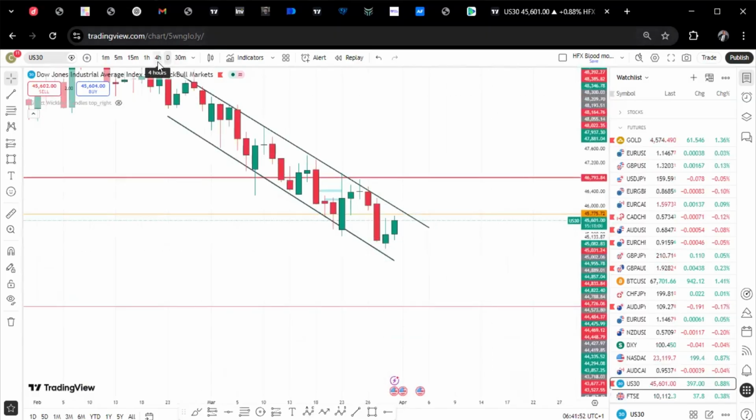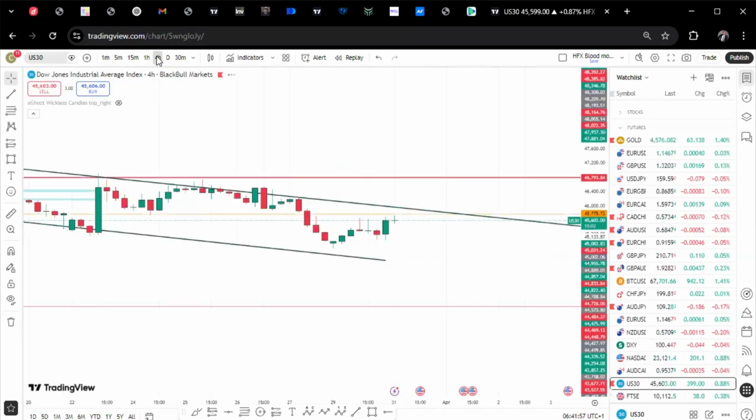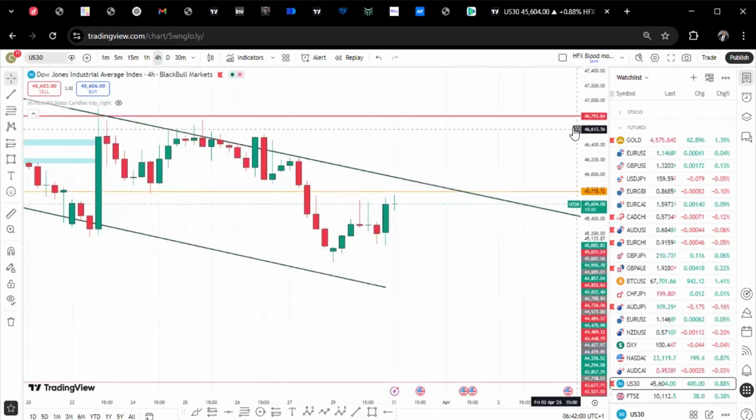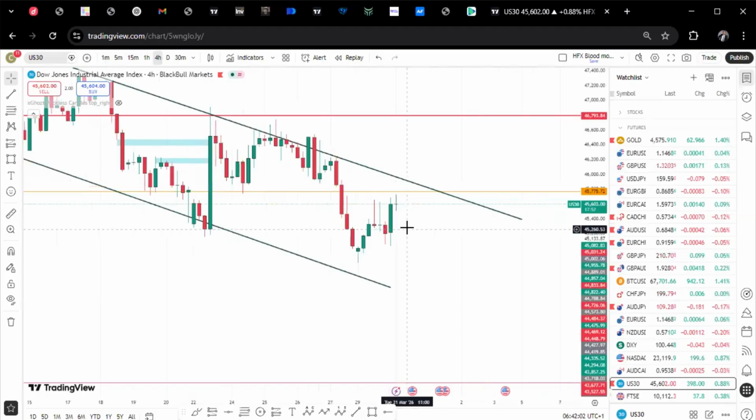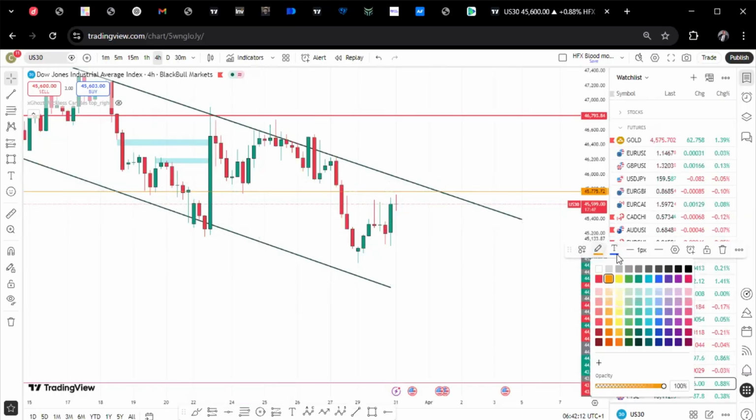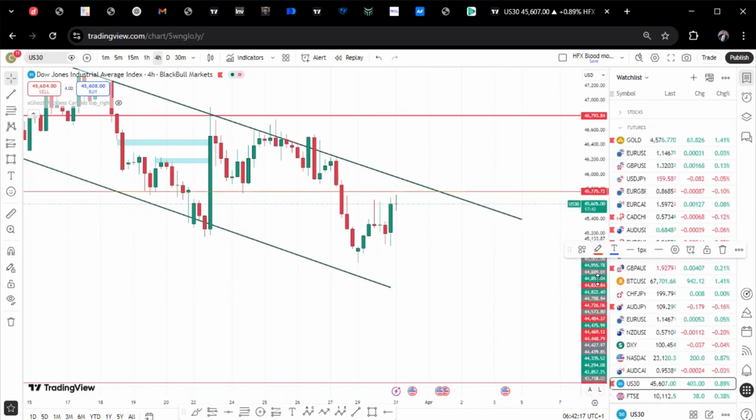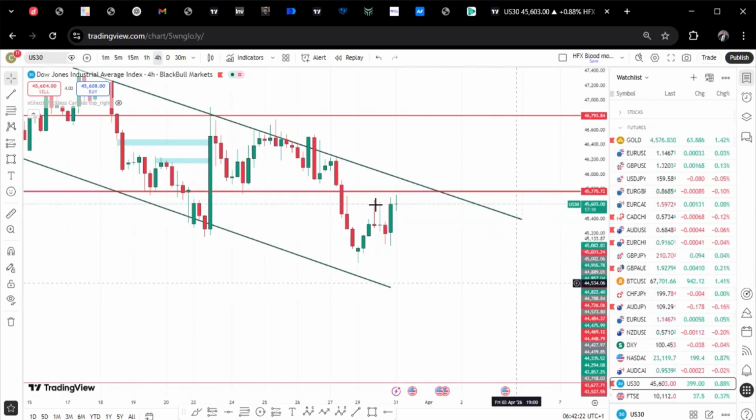Now let's go down to the lower time frame for us. Let's see what this market can do today. So it's clearly a downtrend, right? So for me, let me change this color to something, say red. I have a support that was broken, right?